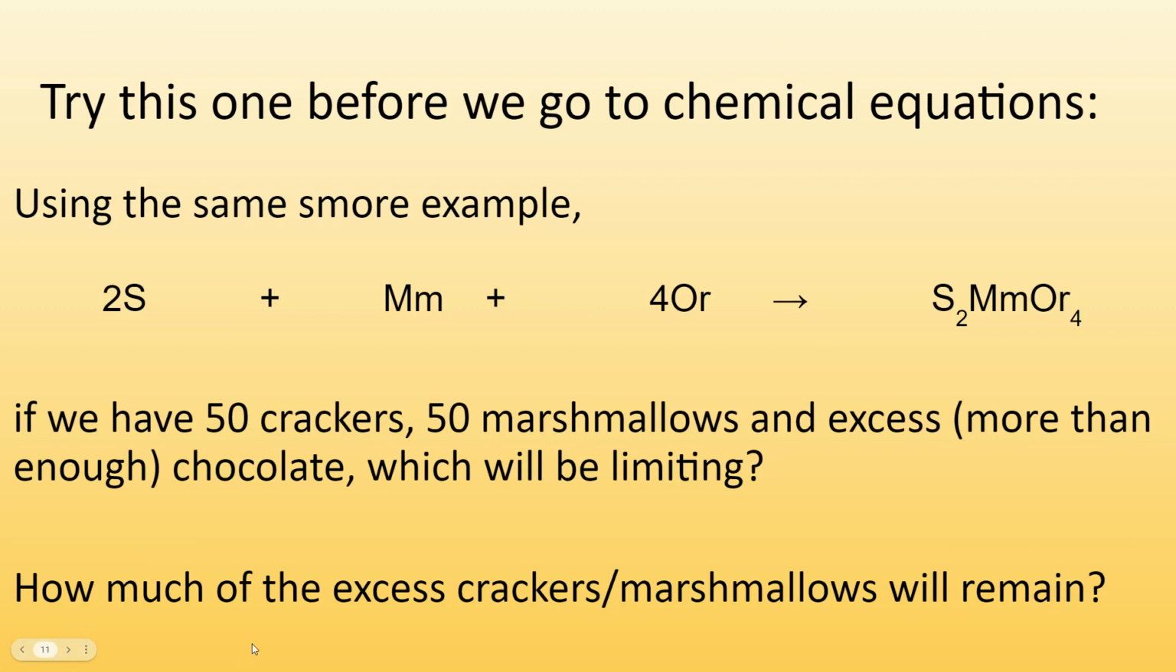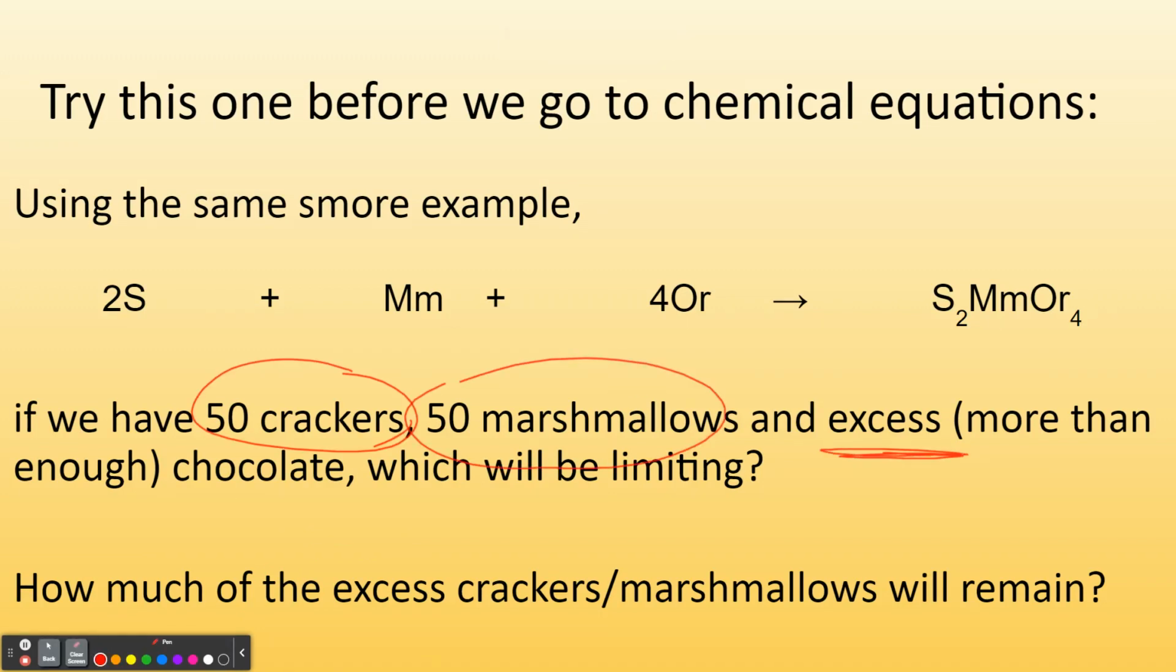If we have 50 crackers and 50 marshmallows with excess, or more than enough, chocolate in this one, which one will be limiting? Well, what our equation says is for every 2 crackers we need 1 marshmallow. So since we have the same amount and we need double the amount of crackers, our crackers are going to be our limiting reactant. And we can figure that out using conversion factors and math.